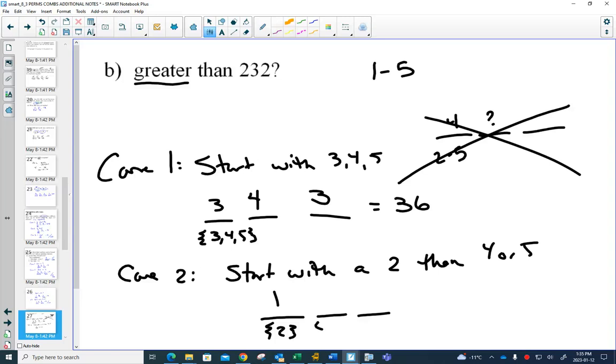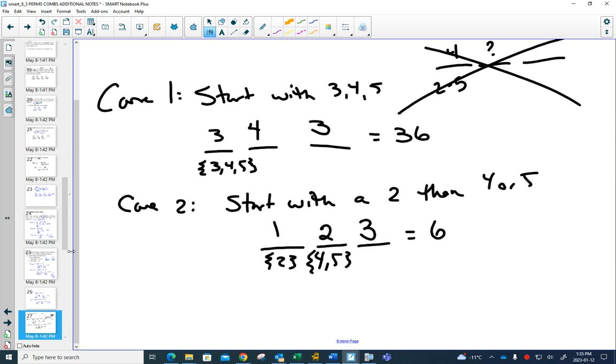if the second one is a 4 or a 5, two choices, that would count all my numbers in the 240s and 250s, guaranteed to be bigger than 232, which would leave me with no restrictions on the last one. There would be 3 choices left because I've used up the 2 and either the 4 or the 5, but I'd still have 3 numbers left. Multiply those out, 6 ways.